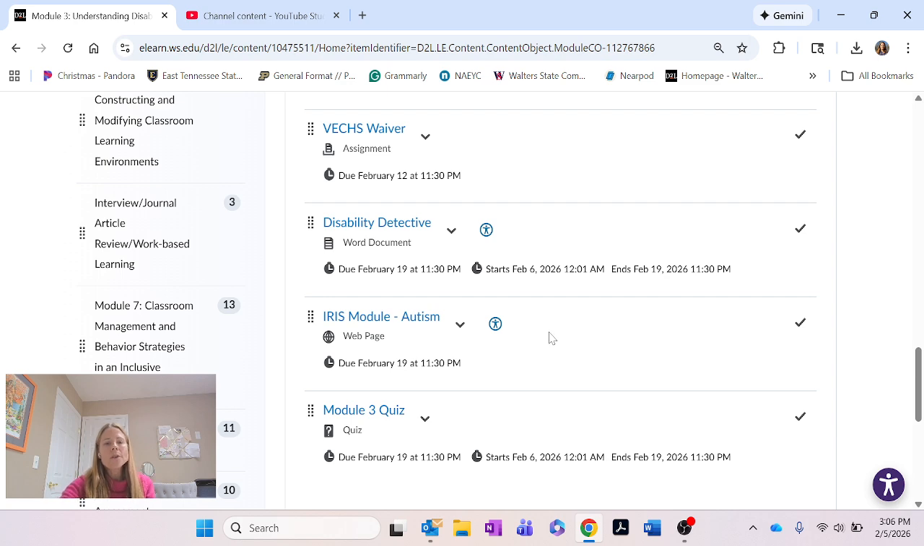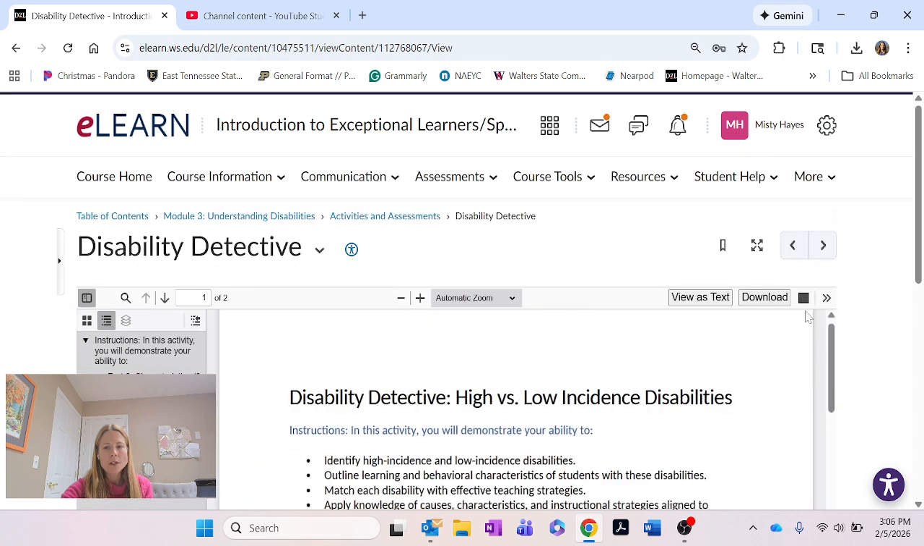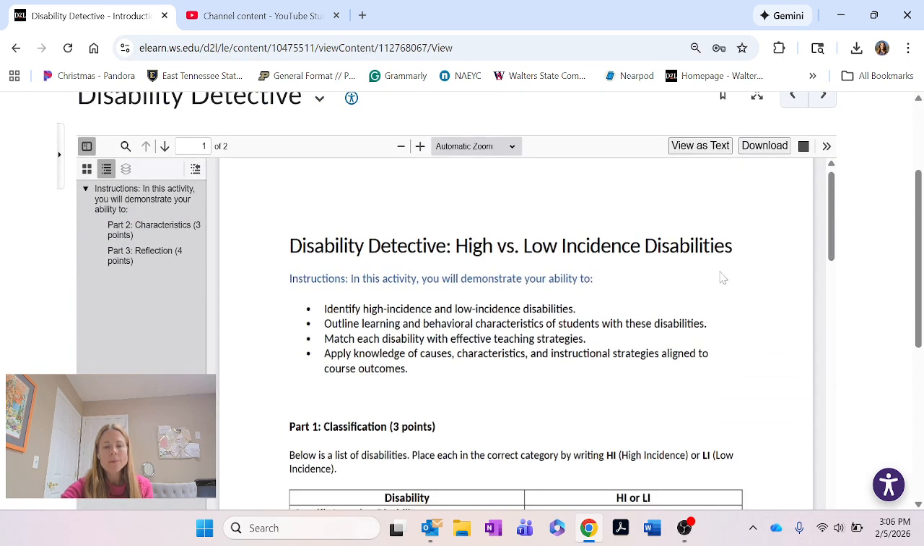Now, what are you going to do as far as assignments? Well, there's 2 things that you're going to be working on, and I know that seems like a lot, but you do have 2 weeks to complete it, and we are working in 2 chapters. So the first thing you're going to do is what we call the disability detective, and I'm going to walk you through. And remember, I always encourage you just to download the document so you can just type in it instead of having to retype it. It's just a lot easier.